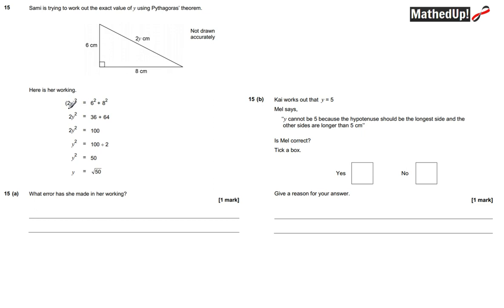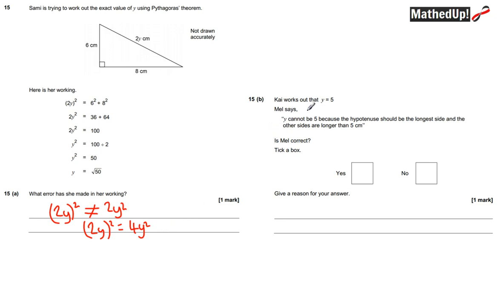Over here she's squaring the whole of 2y. However, in this line here, it's only the y that she's squared, not the 2. So that should actually be 2y times 2y, and 2 times 2 is 4, y times y is y squared, so it should say 4y squared. So the error that she had made in her working is (2y)² is not equal to 2y². Or we might want to write (2y)² is equal to 4y². Okay, and we can write either of those and get the marks, or describe it in another way.